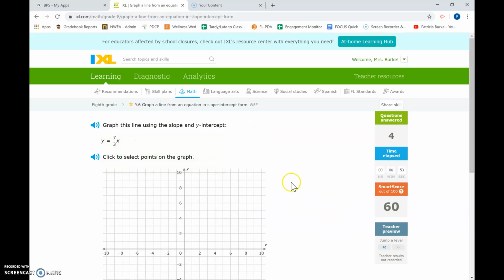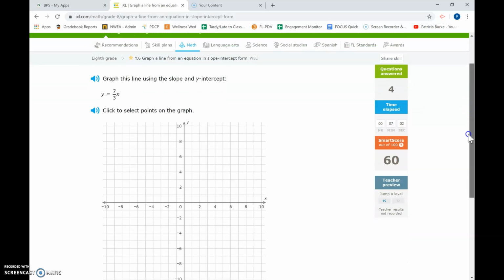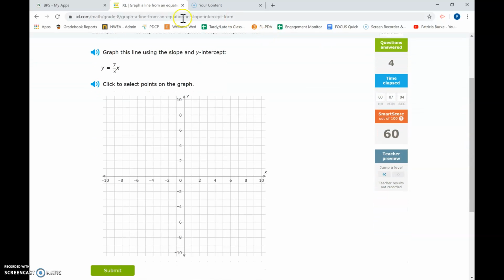Ooh, look at that. There seems to be something missing, doesn't there? But that's okay. We can still do this. Watch. So we're going to graph this line using the slope and y-intercept form. It says y equals 7/3 x.